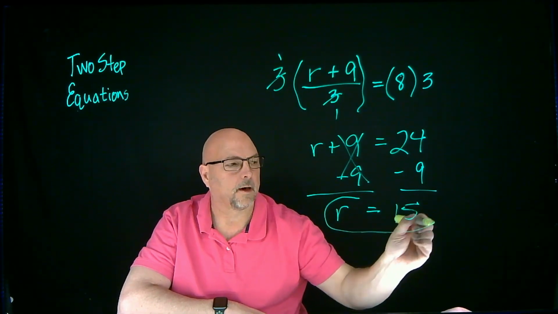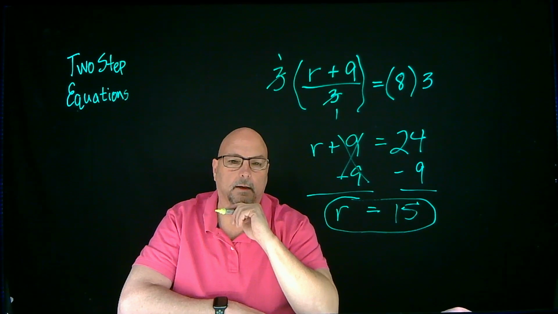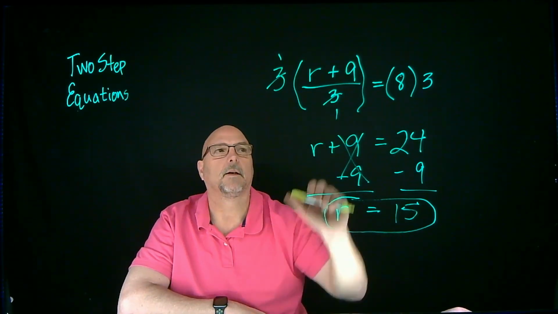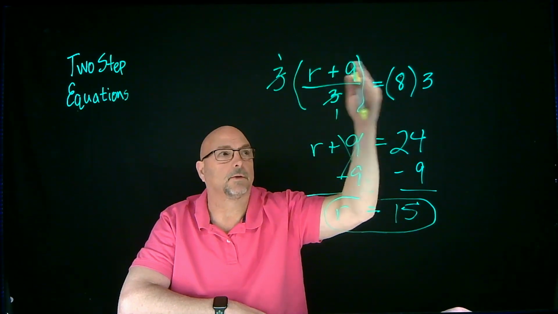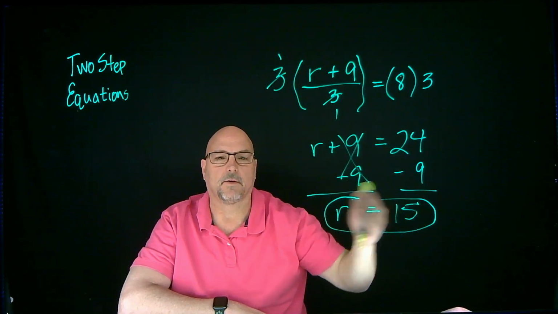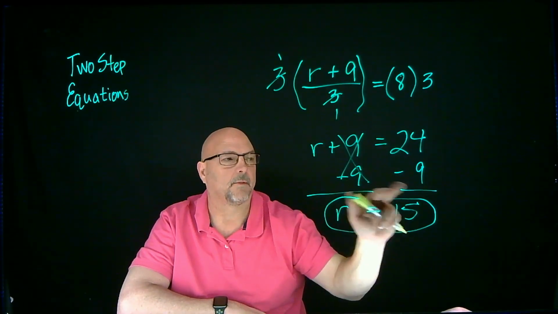So I'll put a circle around this answer. So r is equal to 15. So it is kind of a fraction because we have to multiply on both sides. Then we're back into subtracting by the same thing on each side.